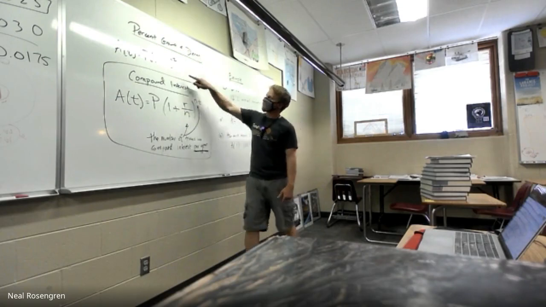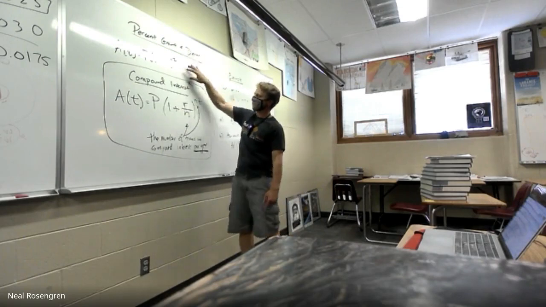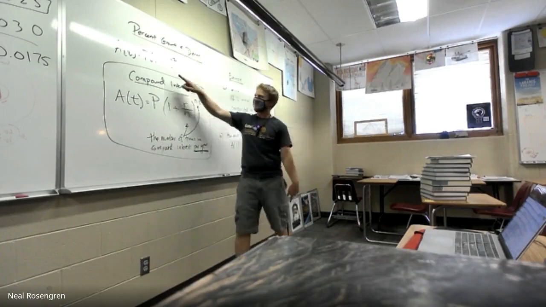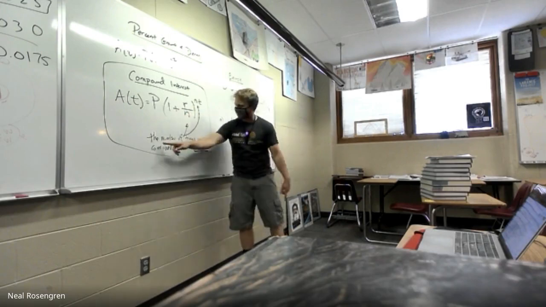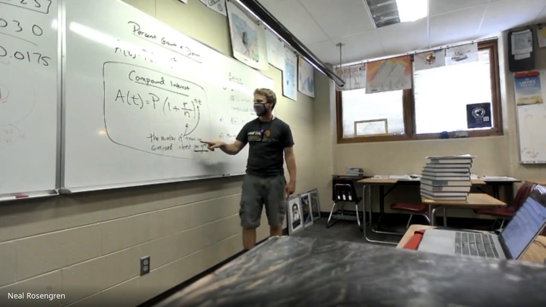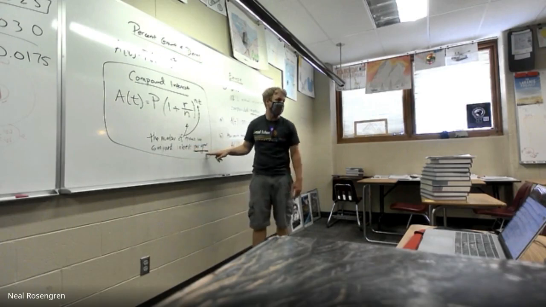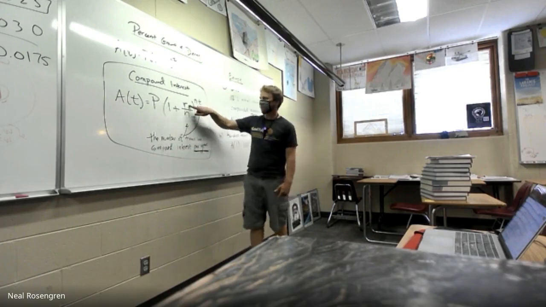So the only thing that's different between our percent growth and decay and our compound interest, actually, there's two things. Number one, it's always plus. It's never minus. I'm always making money. The second thing is that we've got this number of times we compound our interest per year. That's going to be part of this formula. So we're going to divide our rates.